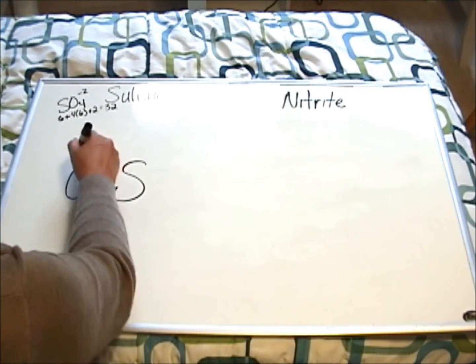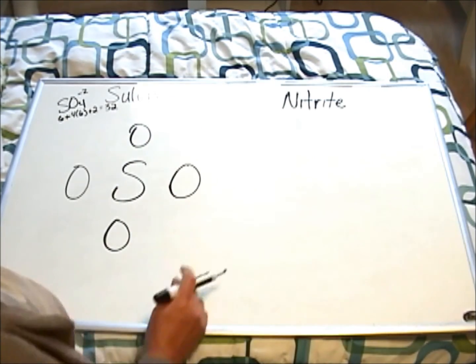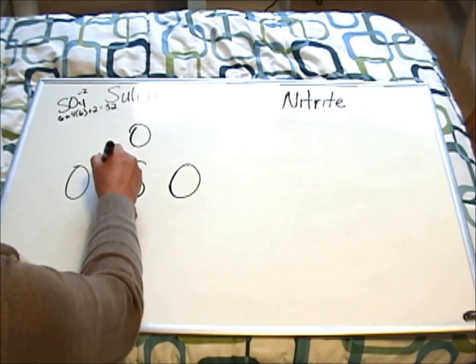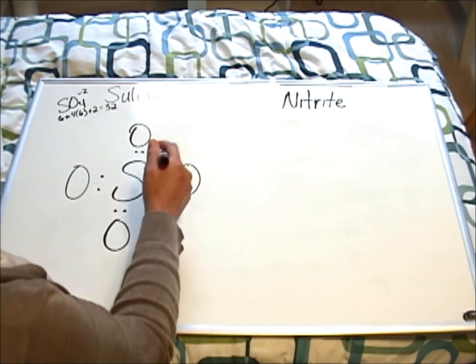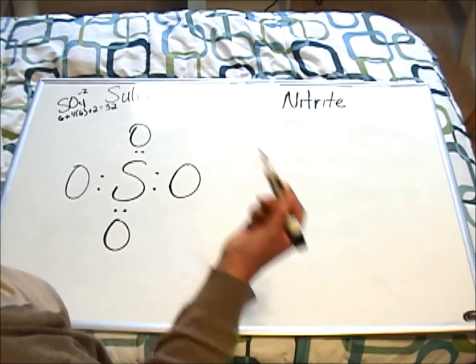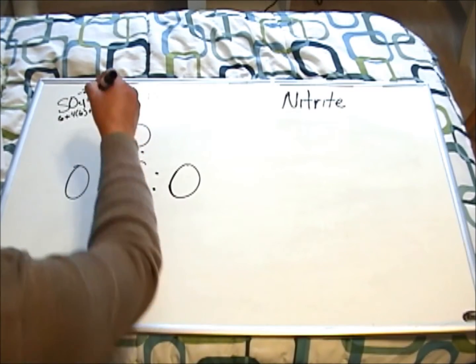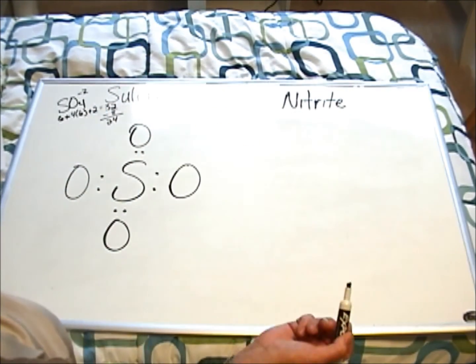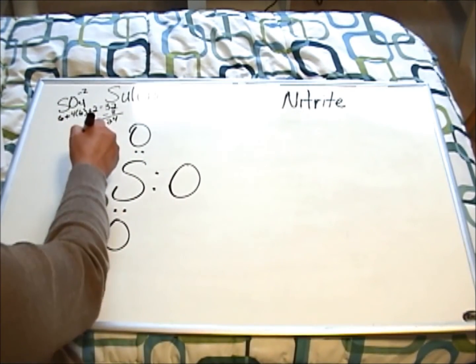And then we're going to put the oxygens around it, just like that. There's my 4 oxygens. Next, we put in our bonding pairs. So we put 2 dots in between each of my atoms. So now I've used 2, 4, 6, 8 electrons, which leaves me with 24 electrons left. All right, starting on the outside, here we go.